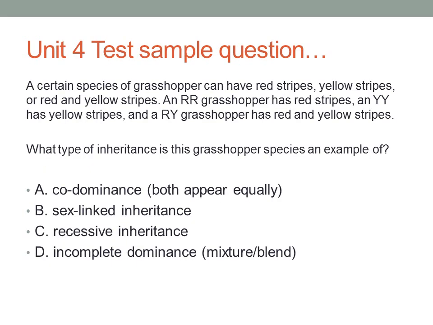Okay, so a certain species of grasshopper can have red stripes, yellow stripes, or red and yellow stripes. So an RR grasshopper has red stripes, a YY has yellow stripes, and an RY grasshopper has red and yellow stripes. What type of inheritance would this be? Would it be codominance, where both yellow and red appear equally? Would it be sex-linked, meaning it's linked to gender? Would it be recessive, meaning that the recessive is the one that shows up? Or would it be incomplete dominance, which means that the red and the yellow would mix together? What type of inheritance is the grasshopper species an example of?